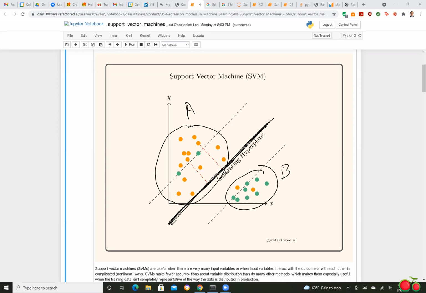So after I draw this line, after I find the equation of this hyperplane, what happens? If I get a new point here, it will predict that this point belongs to group A. If I get a point below the line somewhere here, it will predict that the label for this point is group B. So that is what is called my decision boundary, or separating hyperplane.